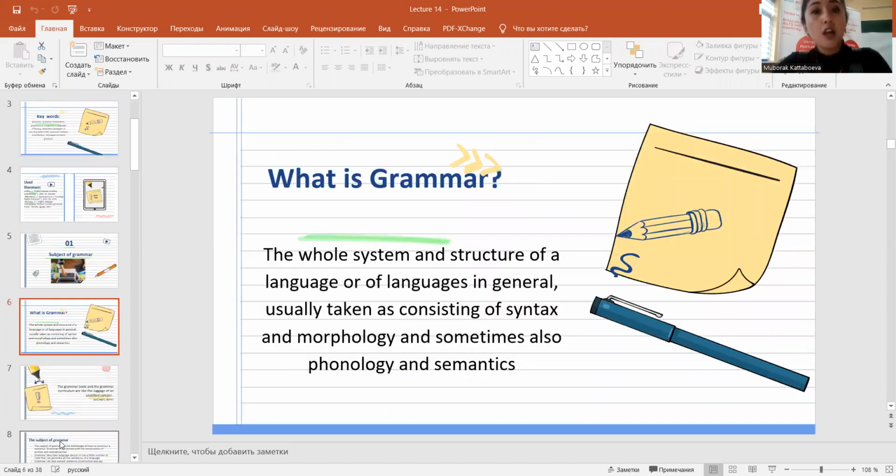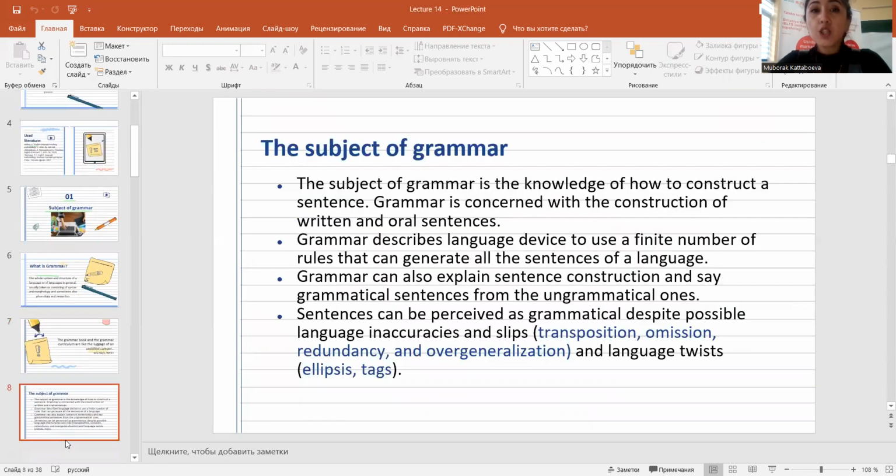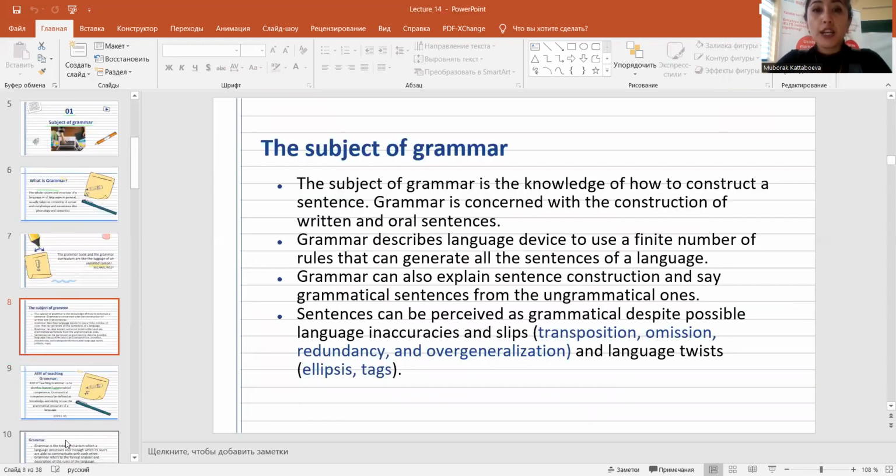What's grammar? Grammar is the system and structure of language. And this is language in general. And we usually can say it consists of syntax and morphology and sometimes also phonology and semantics. So this we'll be exploring today in this lecture. The grammar book and the grammar curriculum are like the luggage of an unskilled camper, as Michael West said.